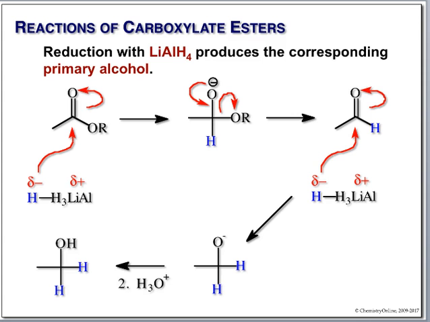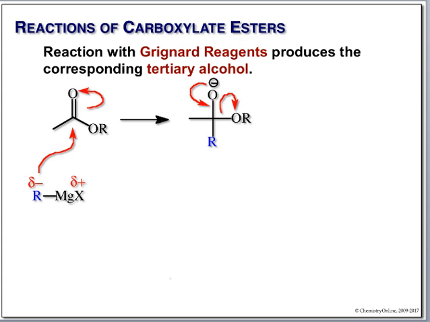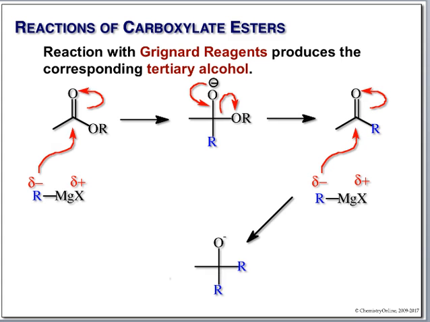Exactly the same chemistry with a Grignard. The Grignard anion will attack. The only possible leaving group here is the alkoxide to give the ketone, which reacts with a second to give the tertiary alcohol. Any questions?